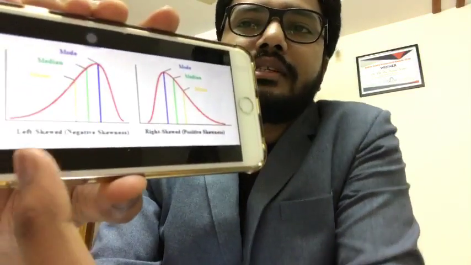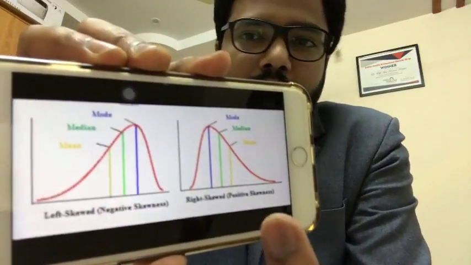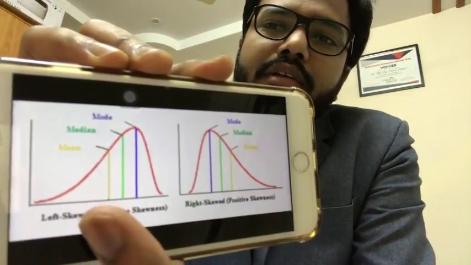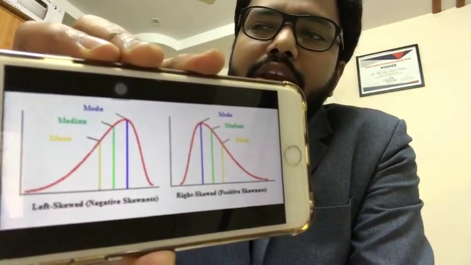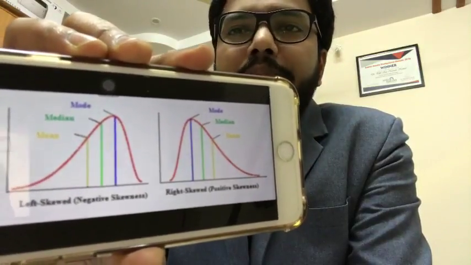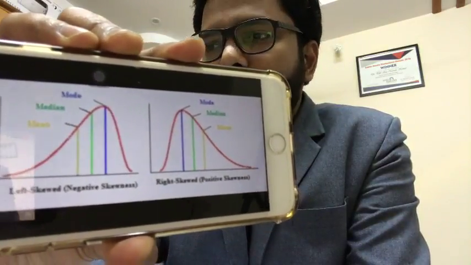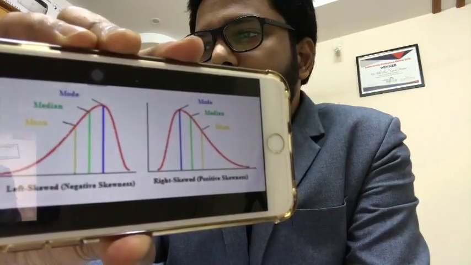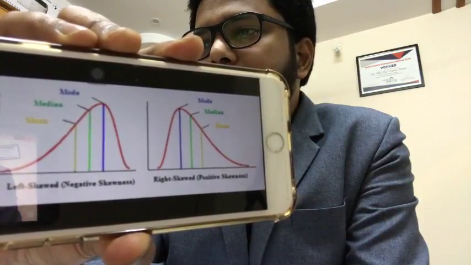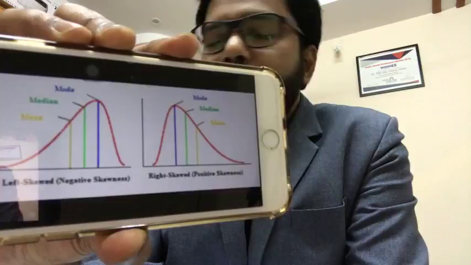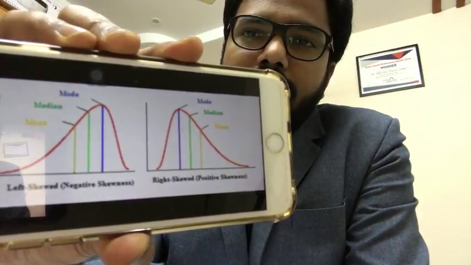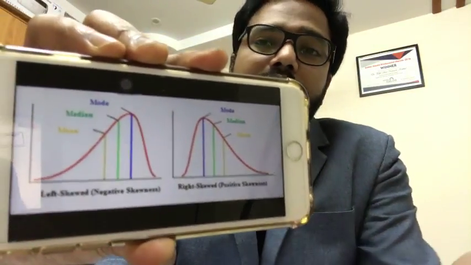I hope you have seen those images. Anyways, I'll just project them once again. As you can see here, this is negatively skewed and this is positively skewed. In negatively skewed, the mean value is less than median as well as mode. Whereas in positively skewed, the mean value is greater than median or mode, right?